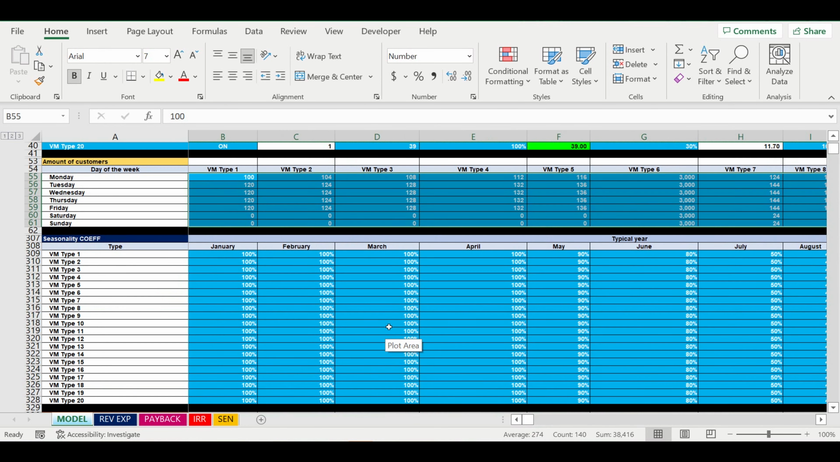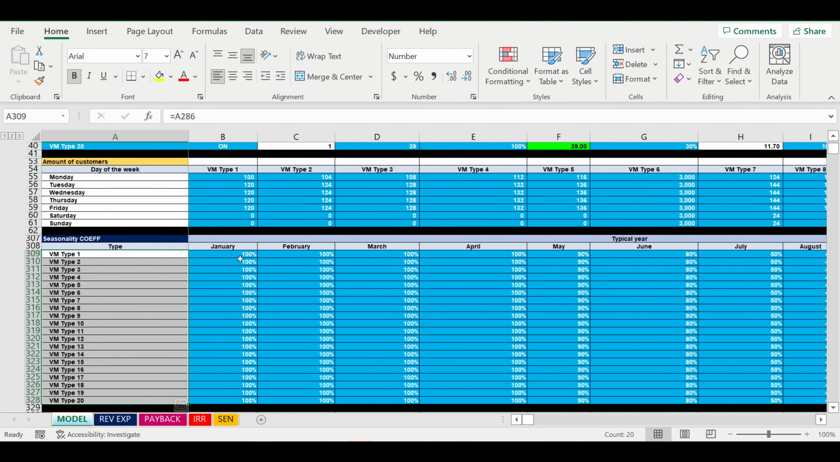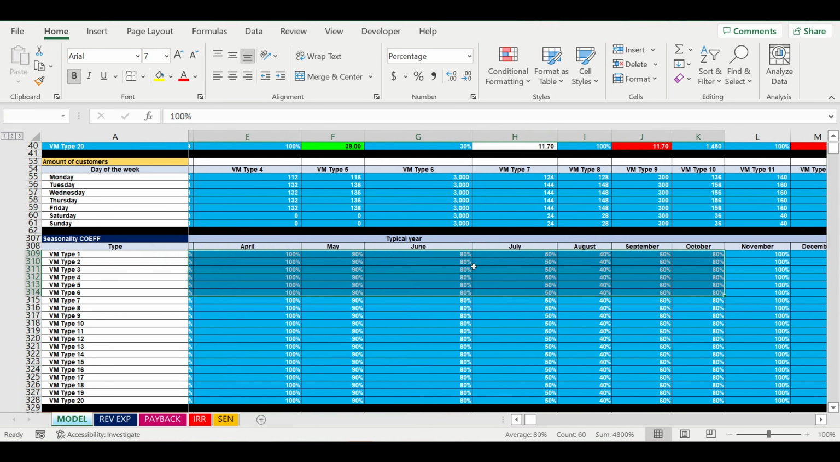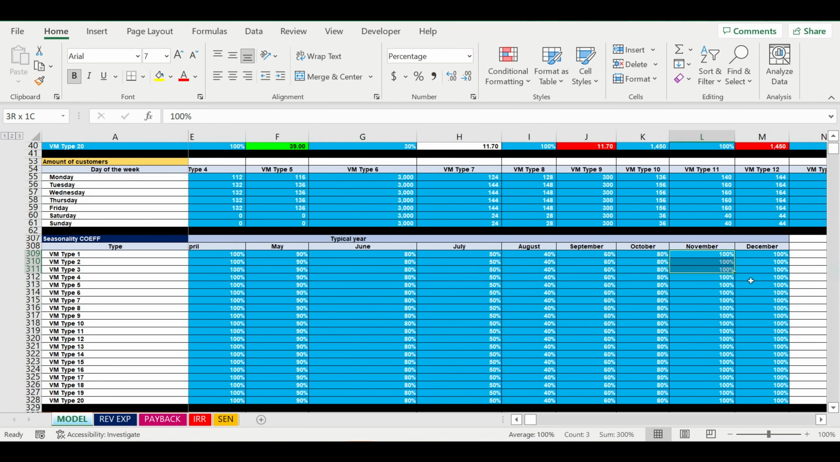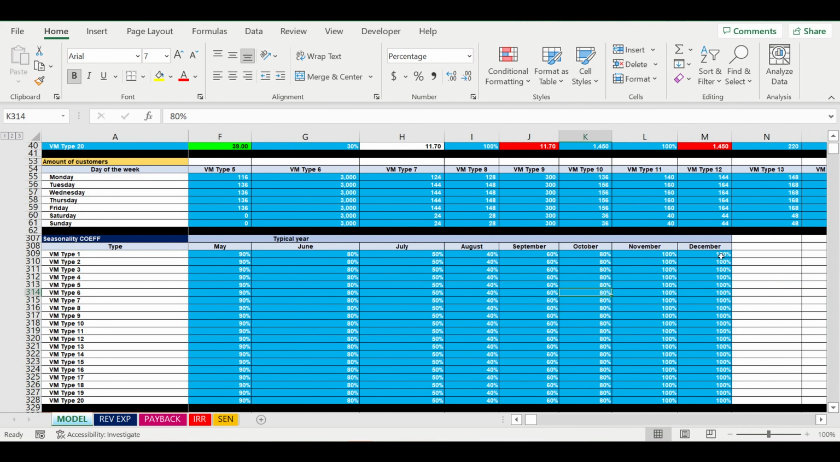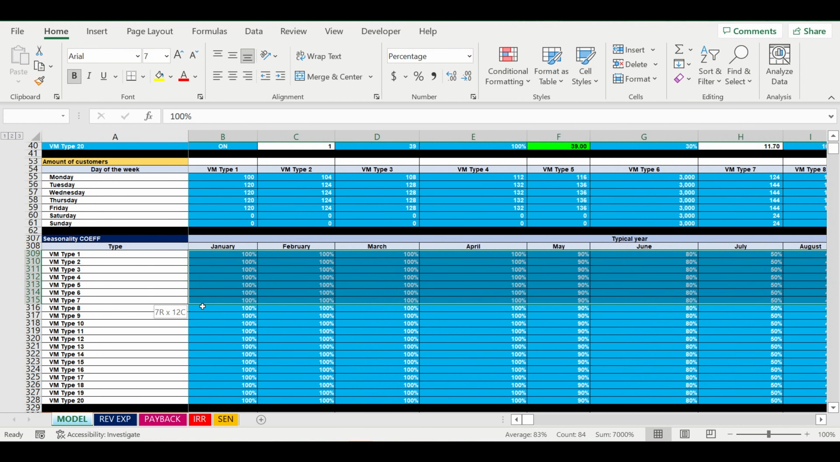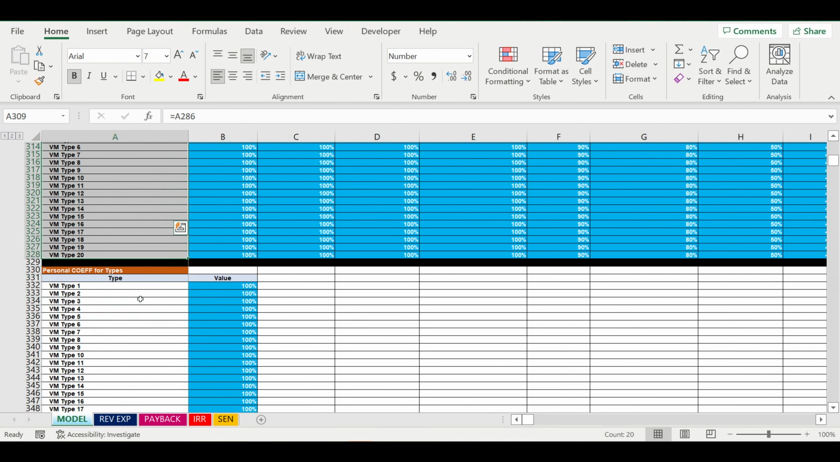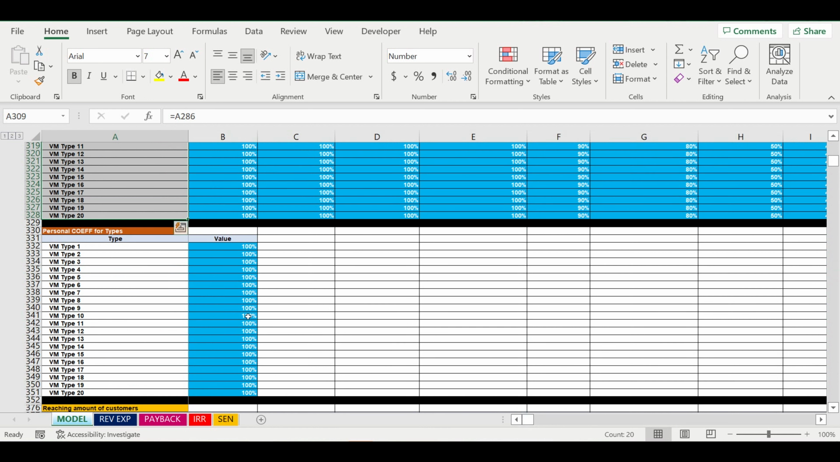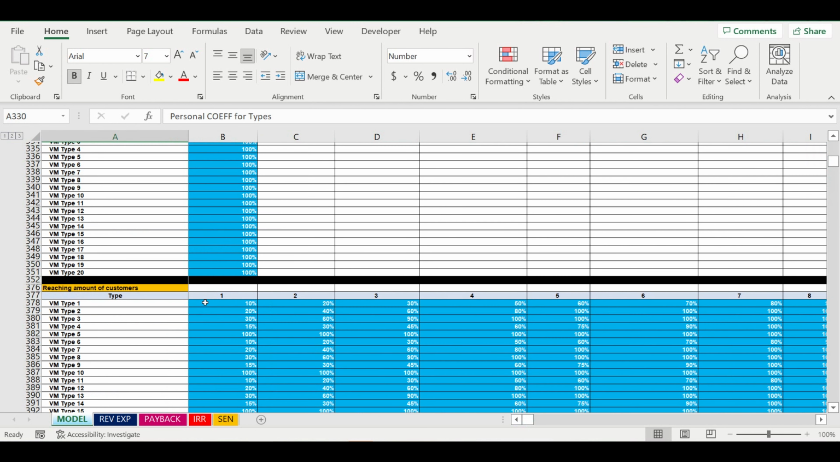Then, for example, we may also have some seasonality for customers. So, for example, in summer we may have some decrease in customers, and in winter we may have some increase. So here we specify in percentage the level of seasonality for different types of vending machines, depending on where they stand, their locations. Then we also have a seasonality coefficient for all types of vending machines.